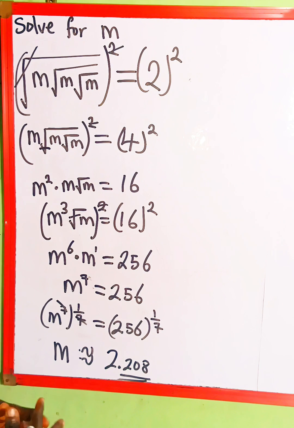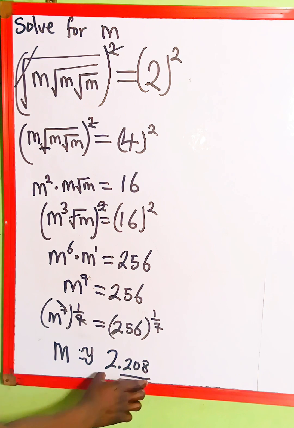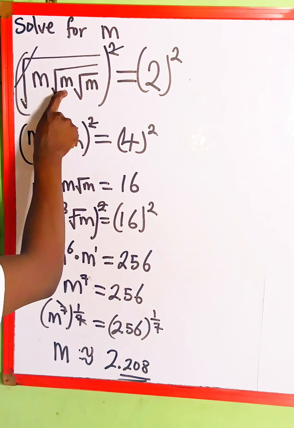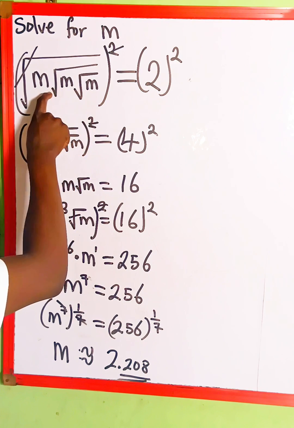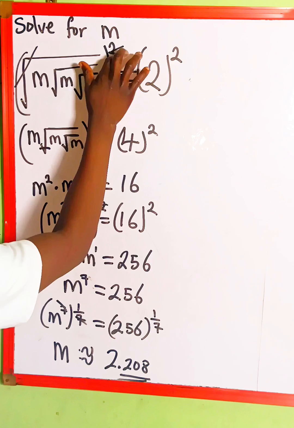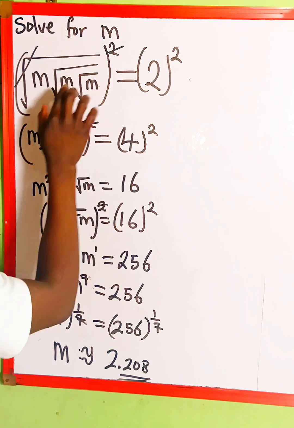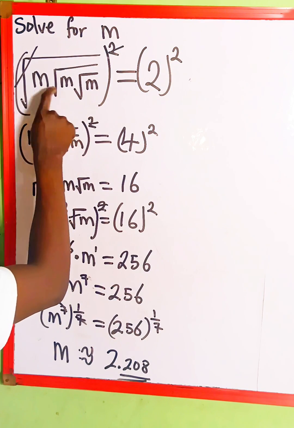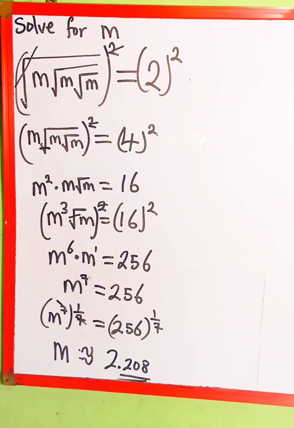If you want to test and make sure that your answer is correct, you can plug this value in place of m. Anywhere you see m in this equation, remember our initial equation is this equal to 2. Just ignore the square, plug in this value of m into this radical, then you are going to see that the right hand side is going to be the same as the left hand side.